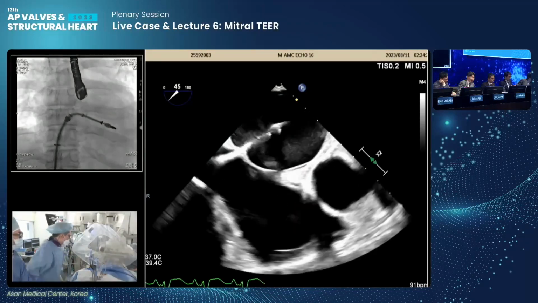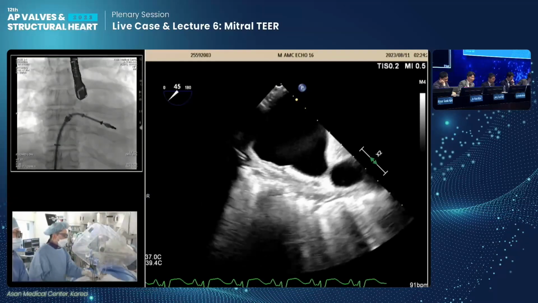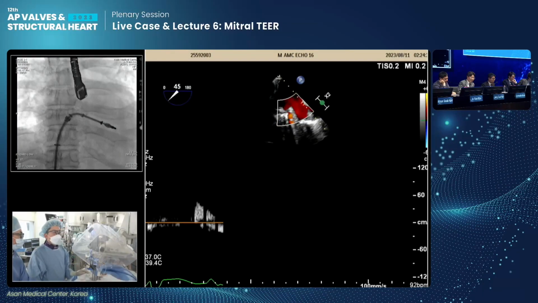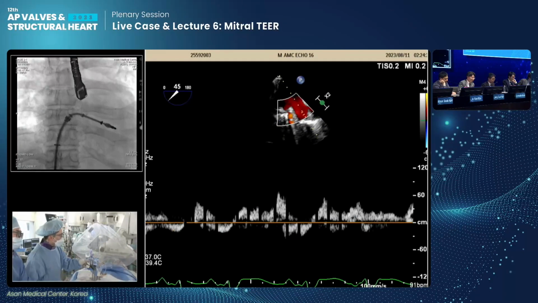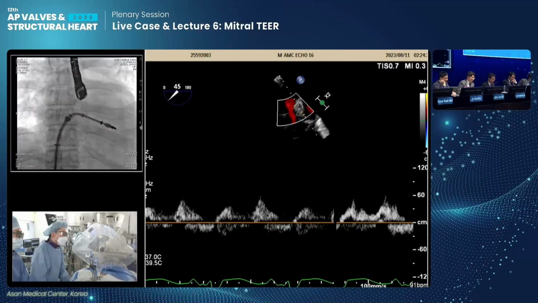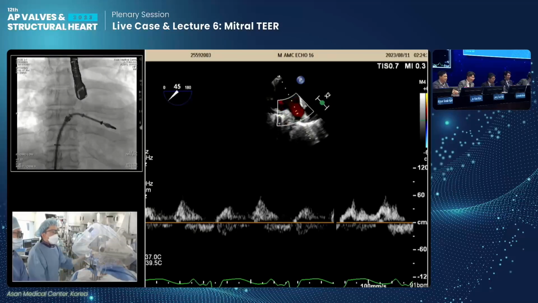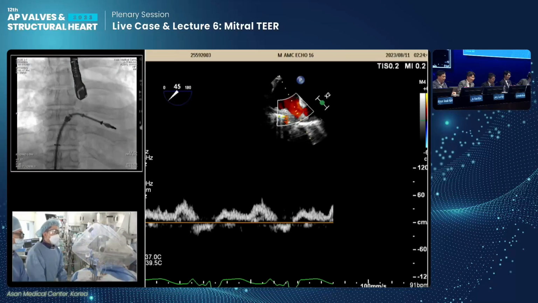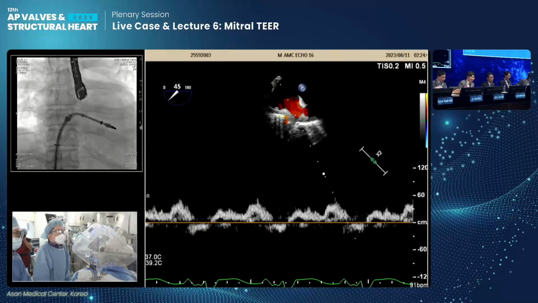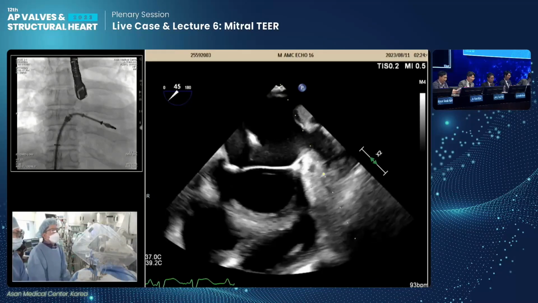So definitely there. I want to ask the panelists how many of the operators are using continuous LA pressure monitoring. I tried sometimes, but the result is not so accurate. Dr. Dae-Kim loves to check the pulmonary venous flow: slightly reversal, slightly increased S velocity in the right upper pulmonary vein and right lower pulmonary vein.